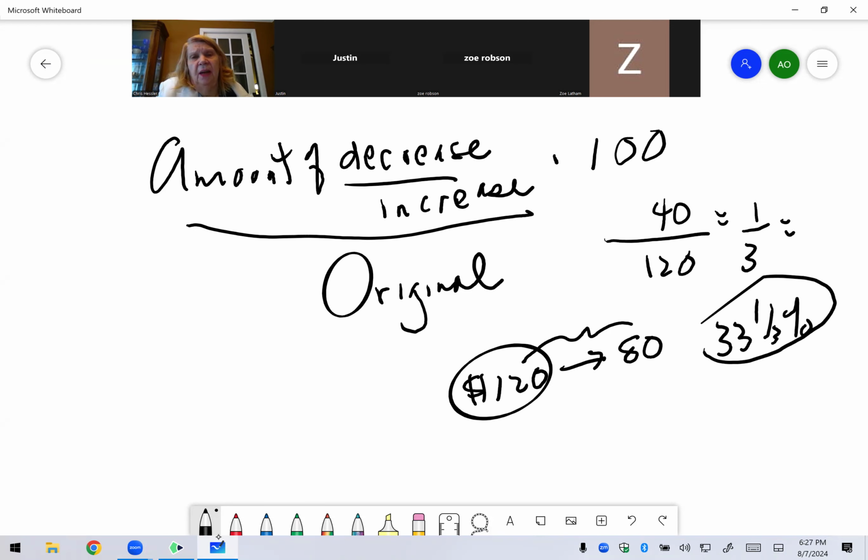So Zoe Latham, does that make sense? Yeah. Okay, Zoe Robinson, always over the original. Yep. It'll help you when you're shopping.